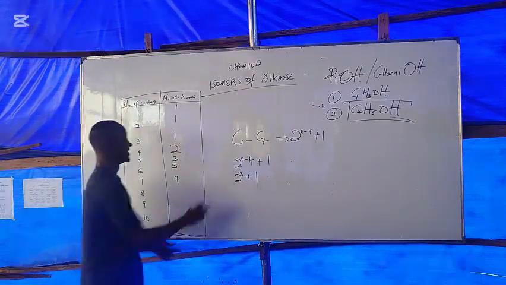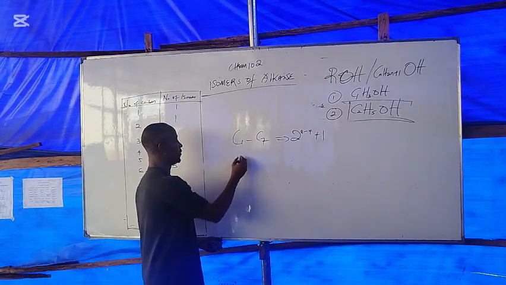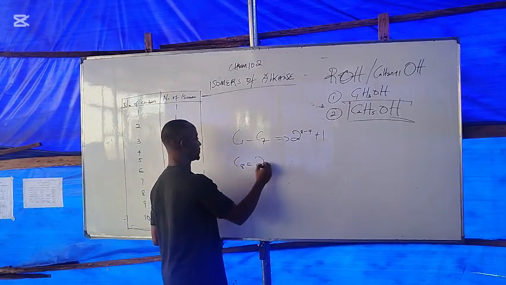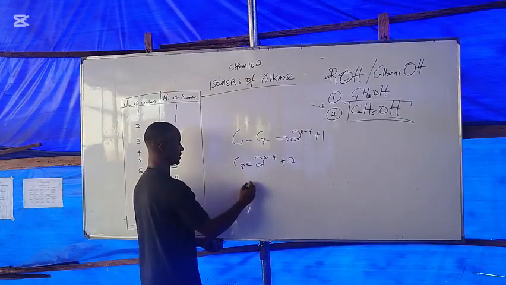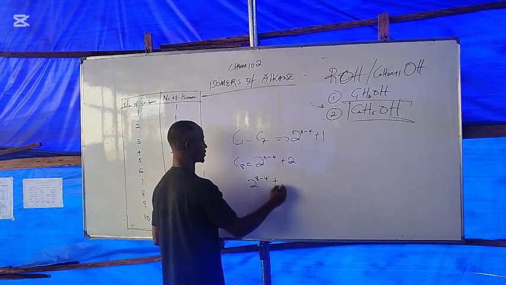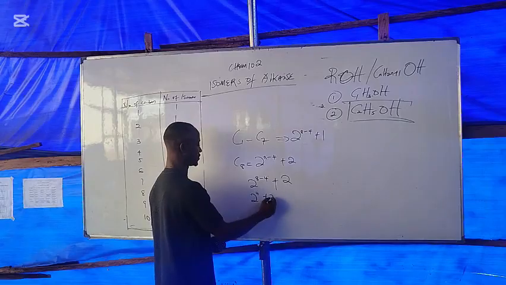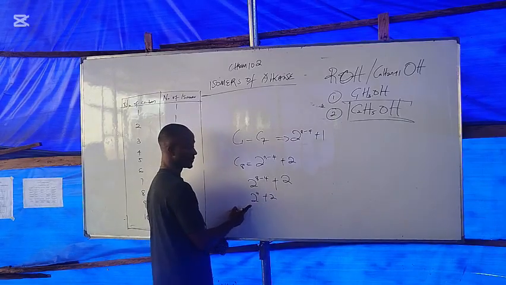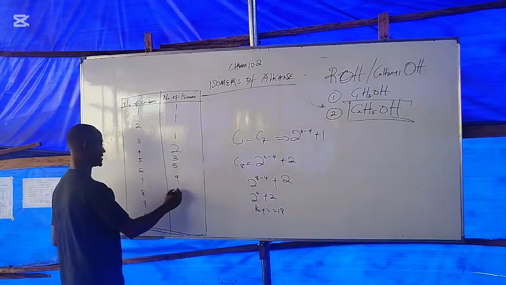What's the next one? Carbon 8. I gave the formula for carbon 8. What's the formula for carbon 8? 2 raised to power n minus 4 plus 2. And that will give us what? 2 raised to power, what's n here? 8 minus 4 plus 2. We have 2 raised to power 4 plus 2. 2 raised to power 4 is 16, plus 2 is 18. Here we have 18 isomers.